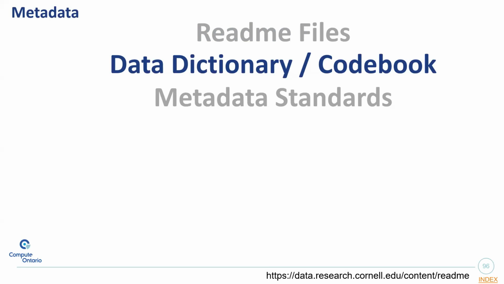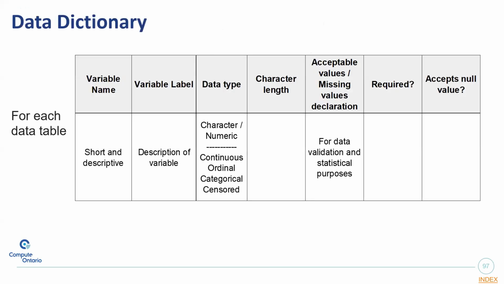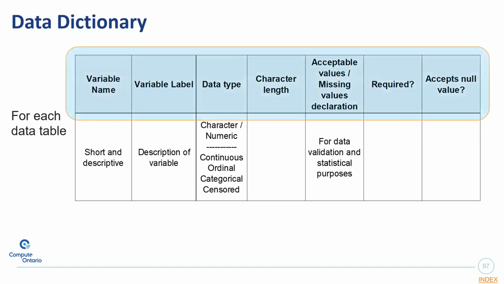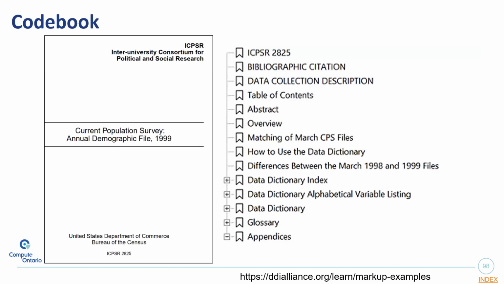So let's next take a look at data dictionaries and codebooks. Data dictionaries are most often used for tabular data and include names and descriptions of various tables, their contents, and types and lengths of each data element and any relationships that may exist between tables. Codebooks are richer in scope and content and often themselves include data dictionaries.